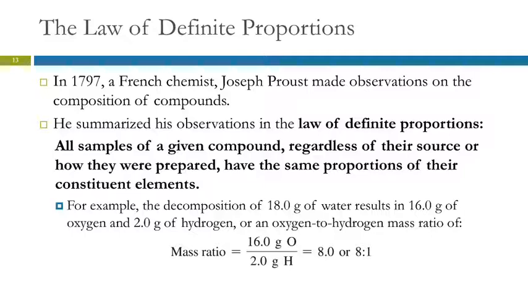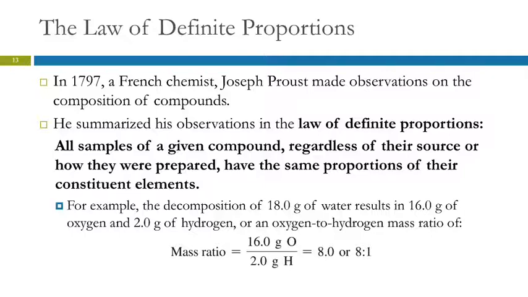Another French chemist, Joseph Proust, made an observation about the composition of compounds, and this is summarized in the law of definite proportions. So all samples of a given compound, regardless of where they came from, how they were made, have the same proportion of their constituent elements.